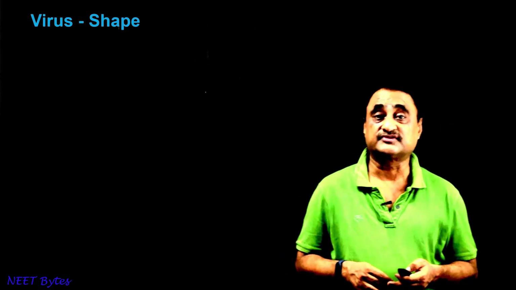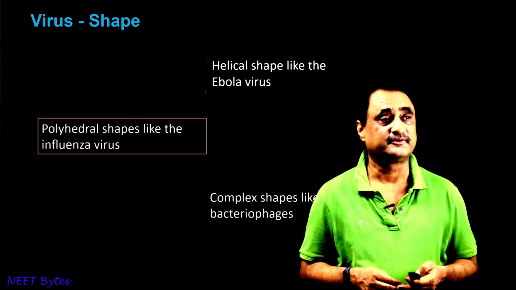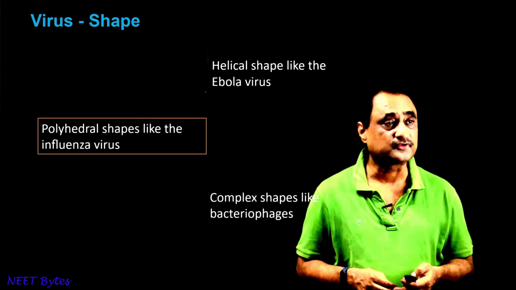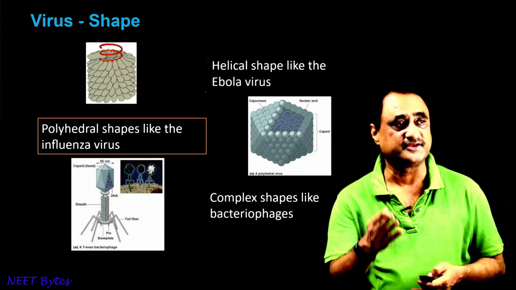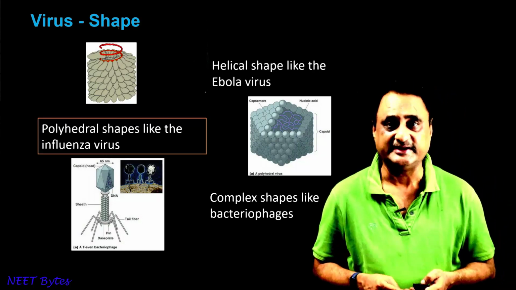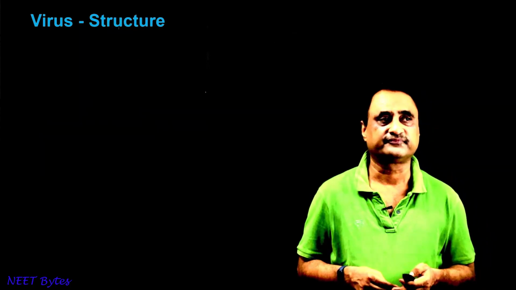Now let's talk about the virus shape. It is of different shapes. For instance, it could be helical, right? It could be polyhedral, just like influenza, or it could be complex like bacteriophage. You can see in the diagram as well, right? So these are the different possible shapes of the virus, okay?